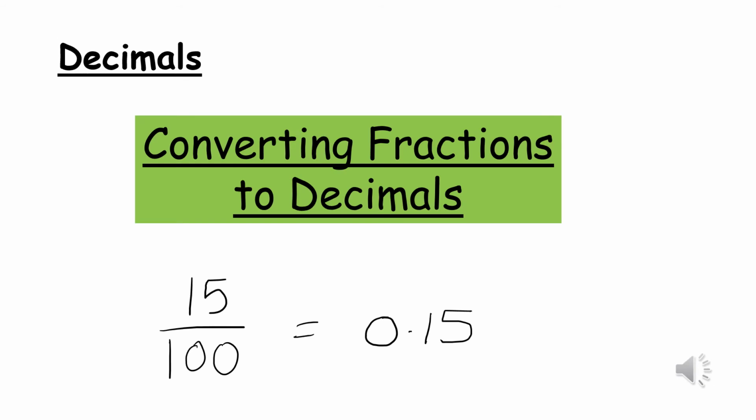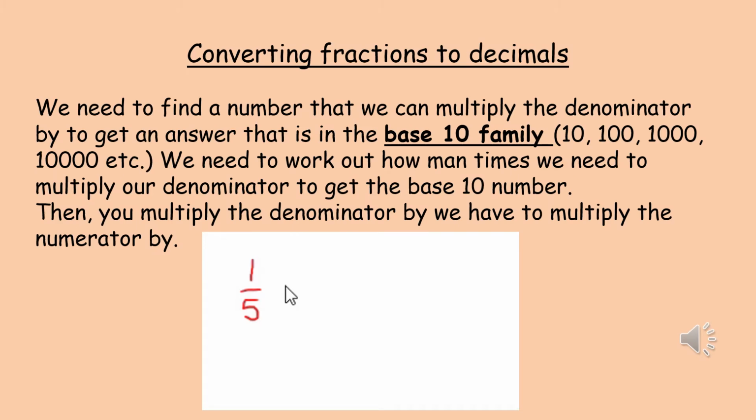Decimals, converting fractions to decimals. So now you can see an example here that you will be writing in your books or on your paper, your notes. 15 over 100, which also equals and is the same as 0.15. Let's have a look at how we do this. Now we're looking at converting fractions to decimals. And yes, this is just as simple.